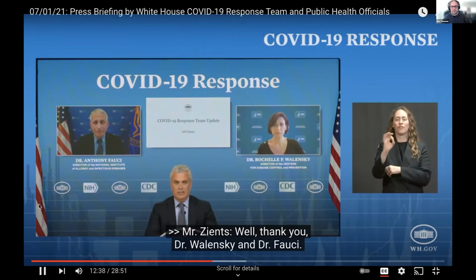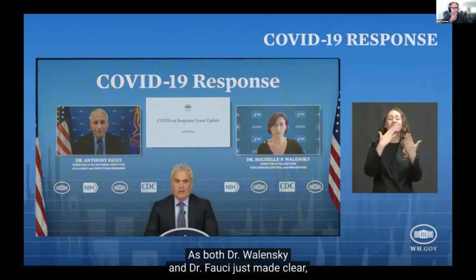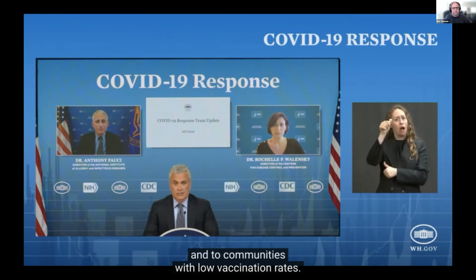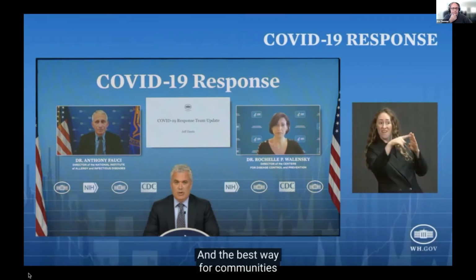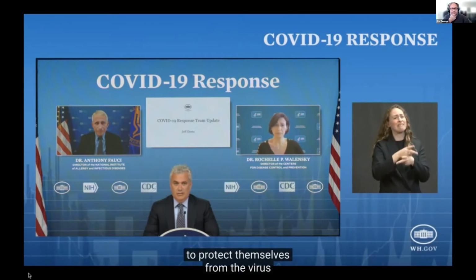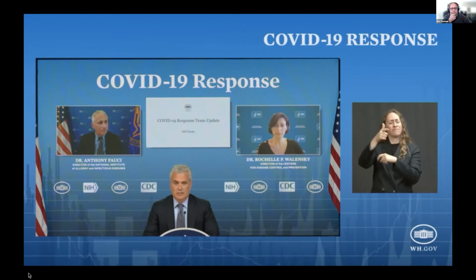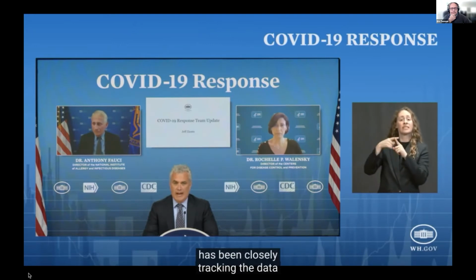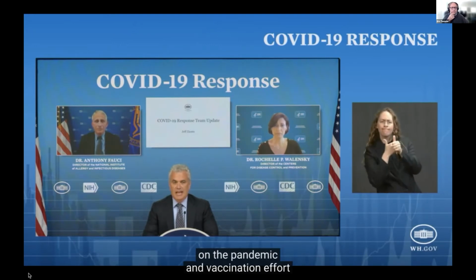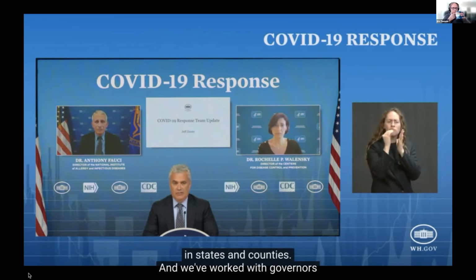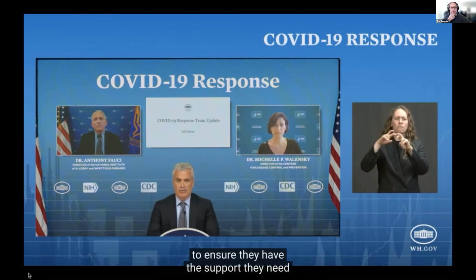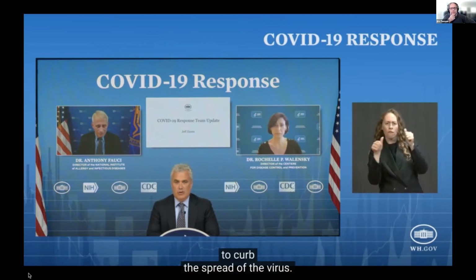Well, thank you, Dr. Walensky and Dr. Fauci. As both Dr. Walensky and Dr. Fauci just made clear, the Delta variant is a threat to unvaccinated Americans and to communities with low vaccination rates. And the best way for communities to protect themselves from the virus is by getting more people vaccinated. From day one, the president's whole of government response effort has been closely tracking the data on the pandemic and vaccination effort in states and counties. And we've worked with governors and local public health officials to ensure they have the support they need to curb the spread of the virus.